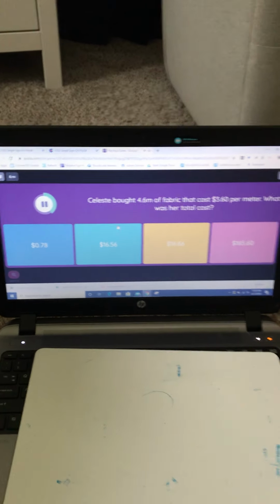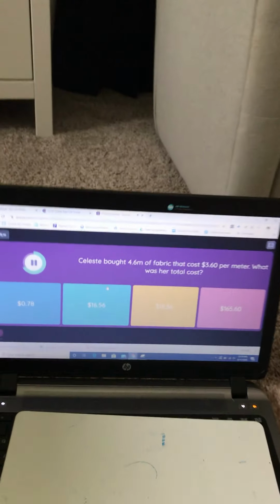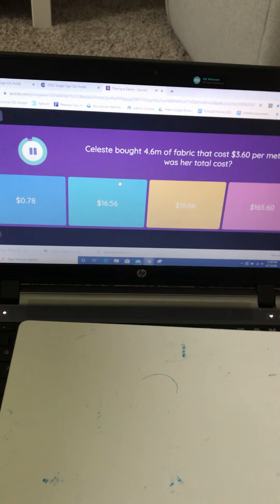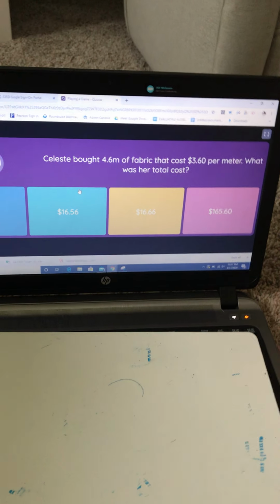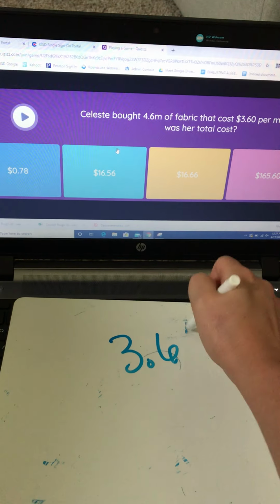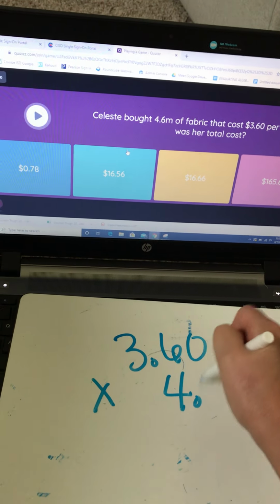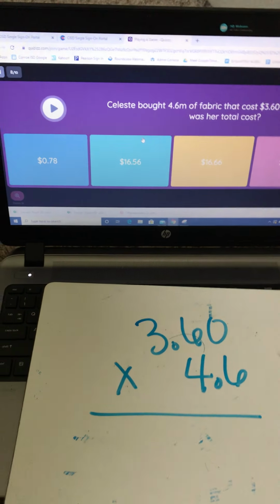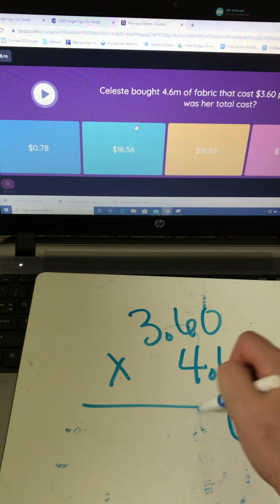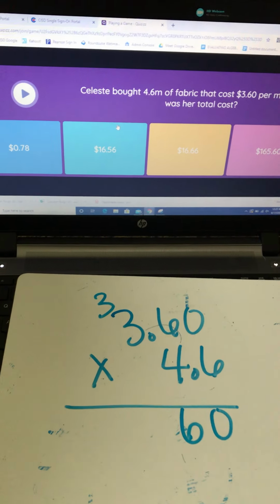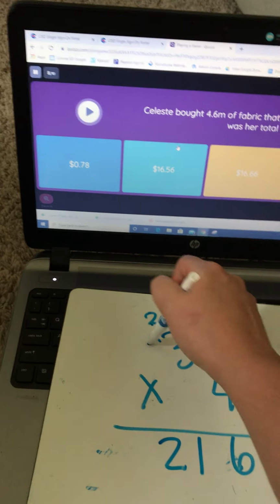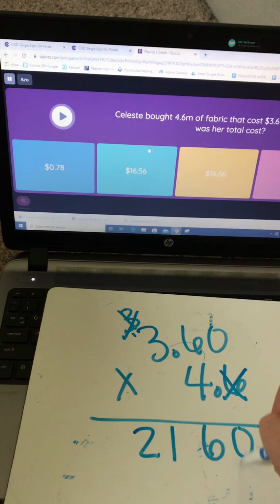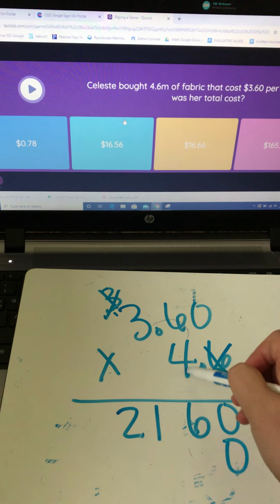Number 8, Celeste bought 4.6 meters of fabric that cost $3.60 per meter. What was her total cost? So I'm going to multiply to find in all. 6 times 0 is 0. 6 times 6 is 36. 6 times 3 is 18. 19, 20, 21. Done with my 3. Done with my 6. Add a 0. Move over to the next place value.